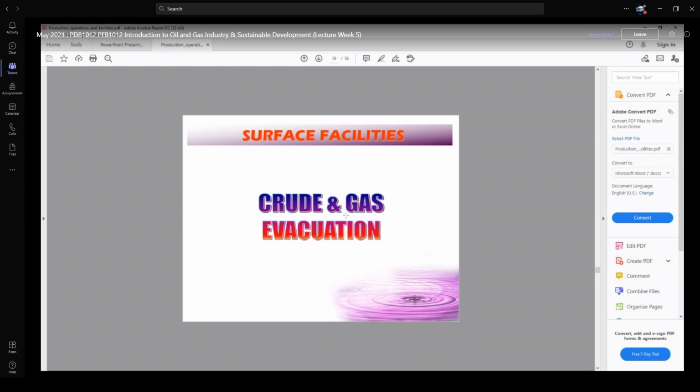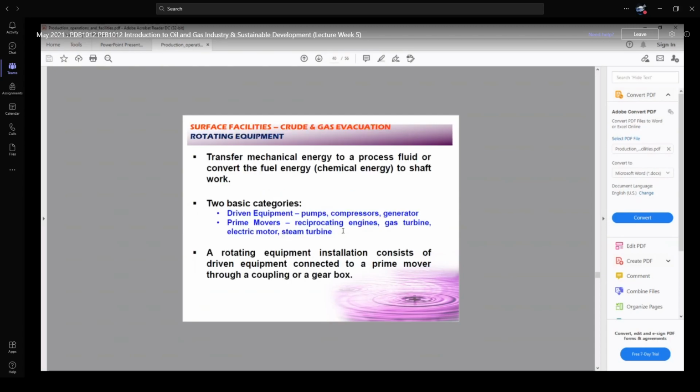Next is the crude oil and gas evacuation. After this, the crude oil or gas has to be sold or evacuated for different usage, right? To evacuate it, we need different equipment. We need pumps, we need compressors, we need some generators, and we need some prime movers, for example reciprocating engines, gas turbines, electric motors, and steam engines, to transmit this fluid from one location to another location.